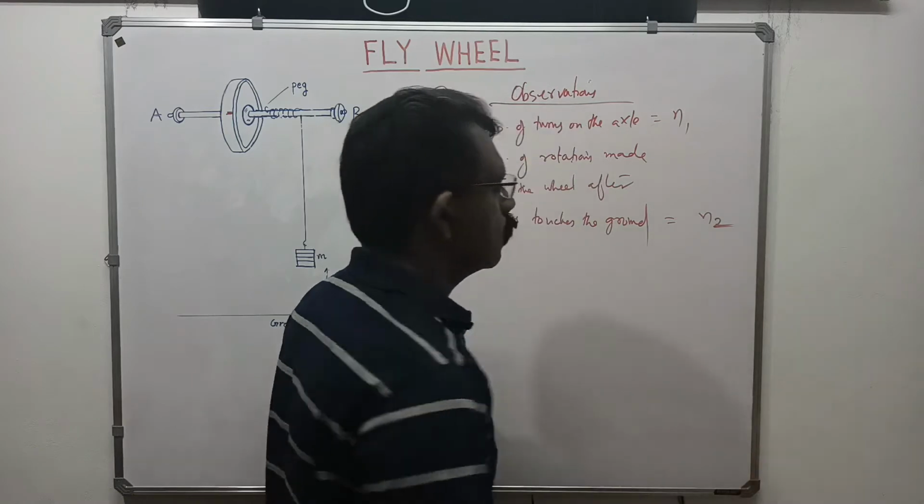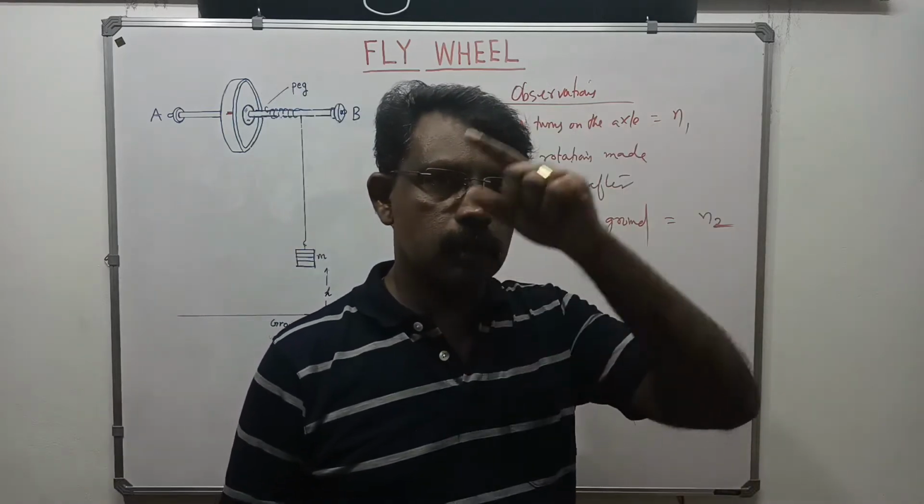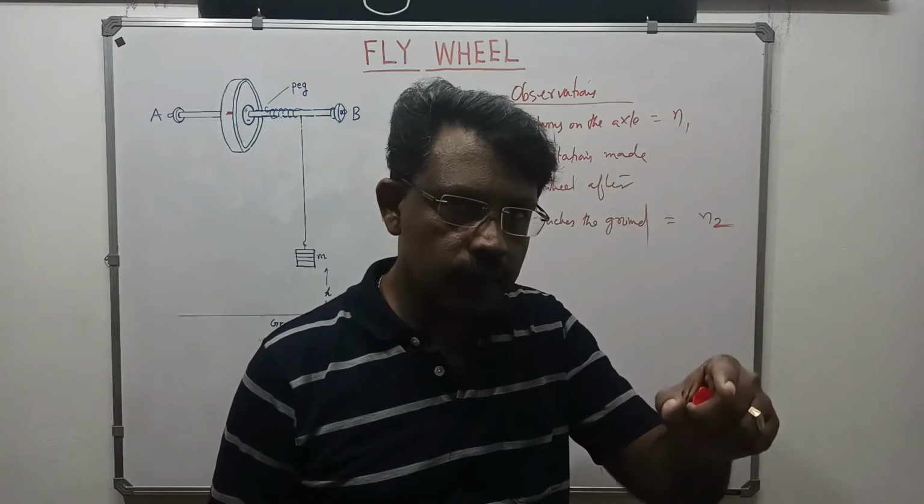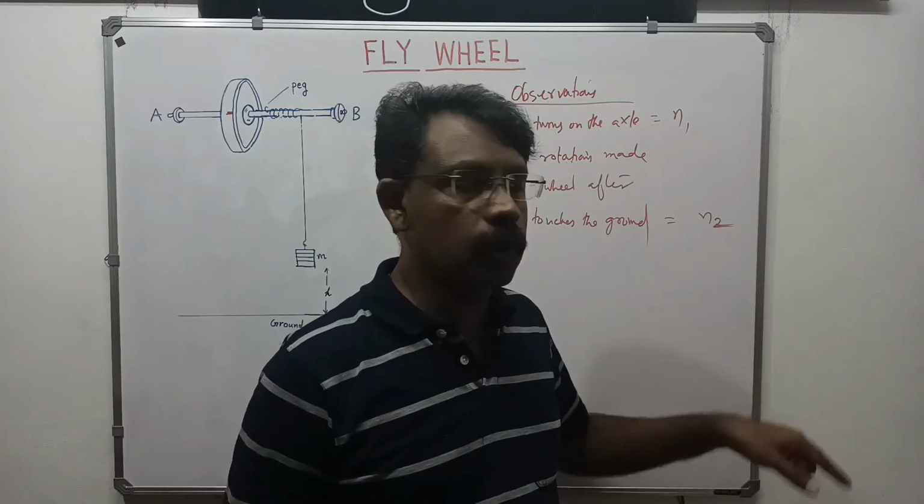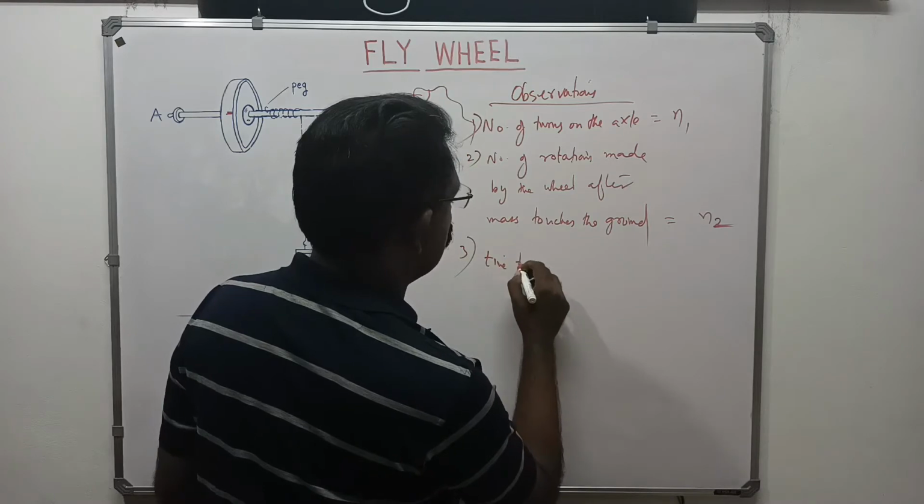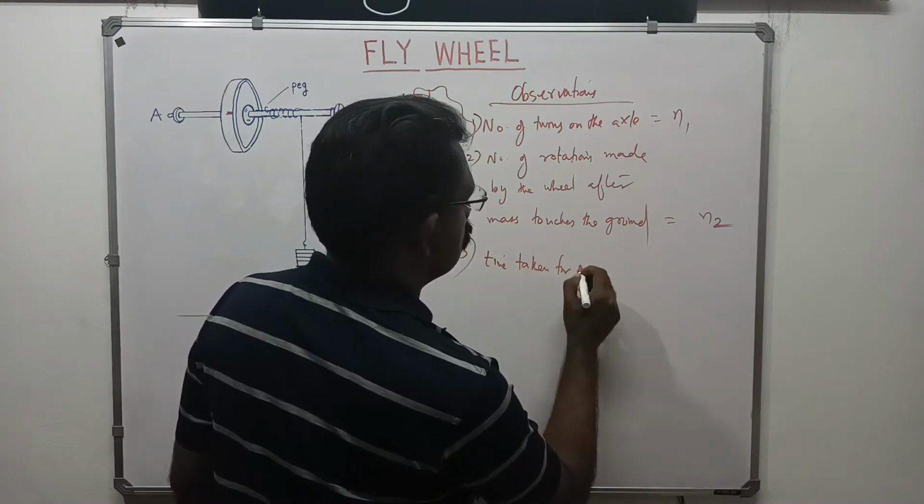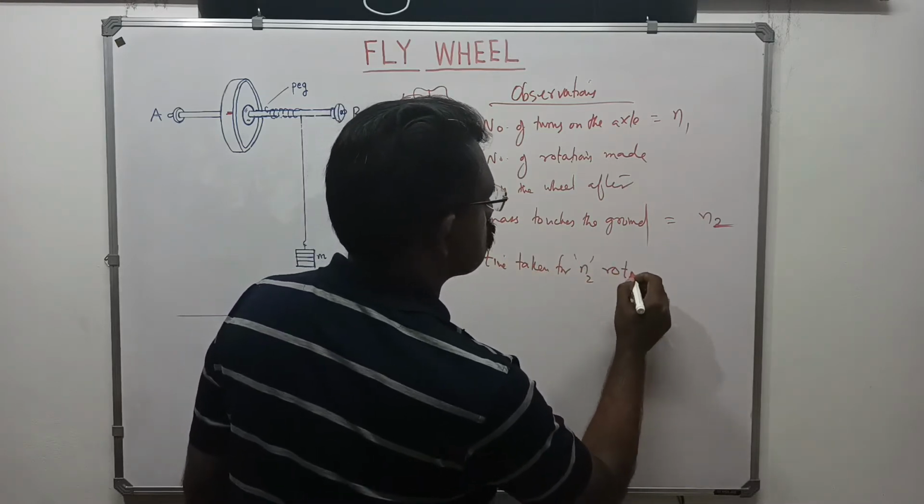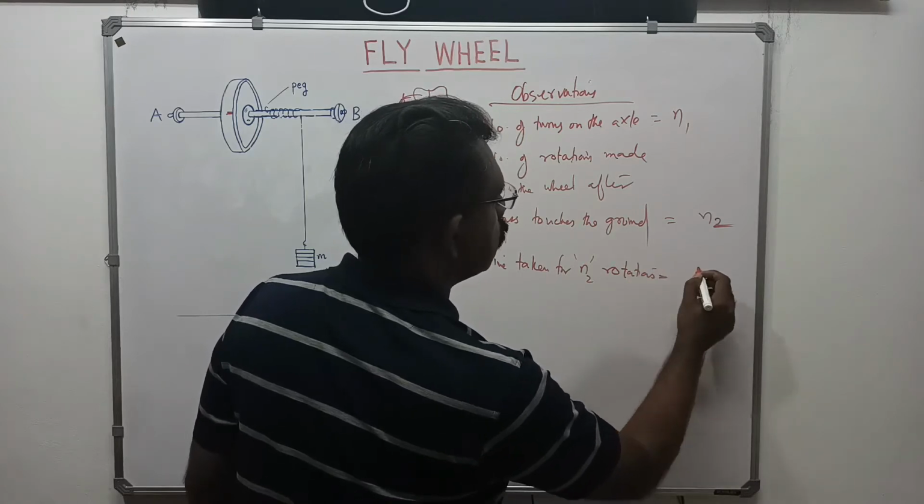Okay, so it will make N2 rotations and finally come to a stop. Now we will also note the time for this. So the third observation is the time taken for N2 rotations. That will be taken as T.